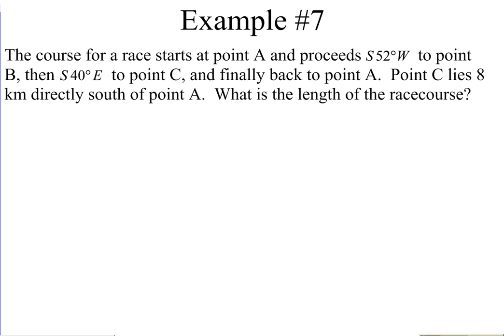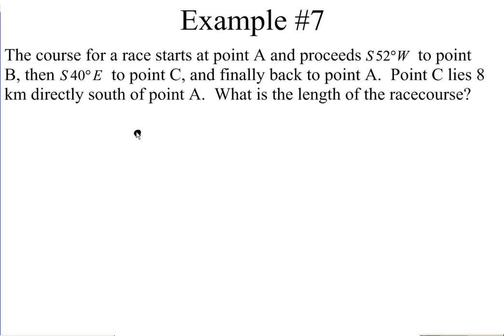Example number 7. The course for a race starts at point A and proceeds south 52 degrees to the west to point B, then south 40 degrees east to point C, and finally back to point A. Point C lies 8 kilometers directly south of point A. What is the length of the entire race course?